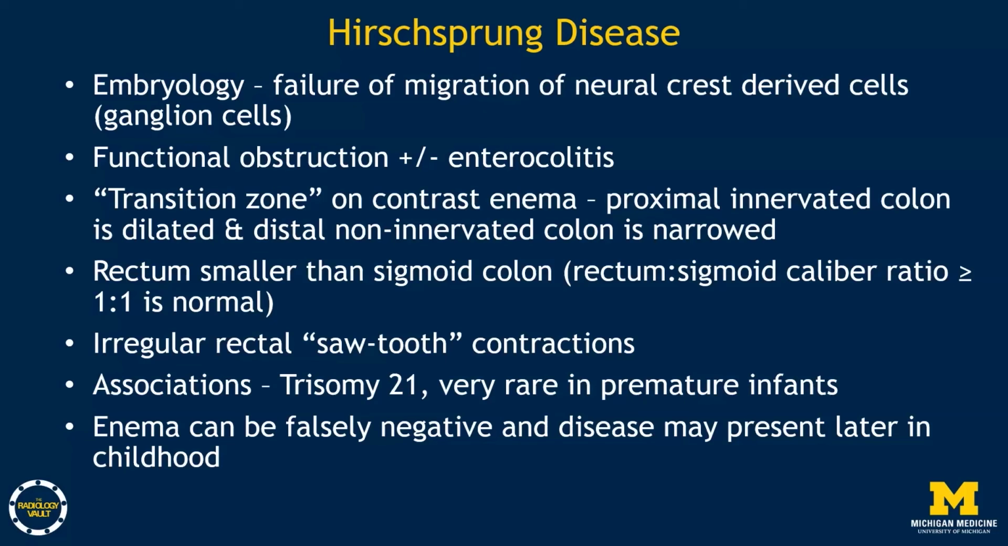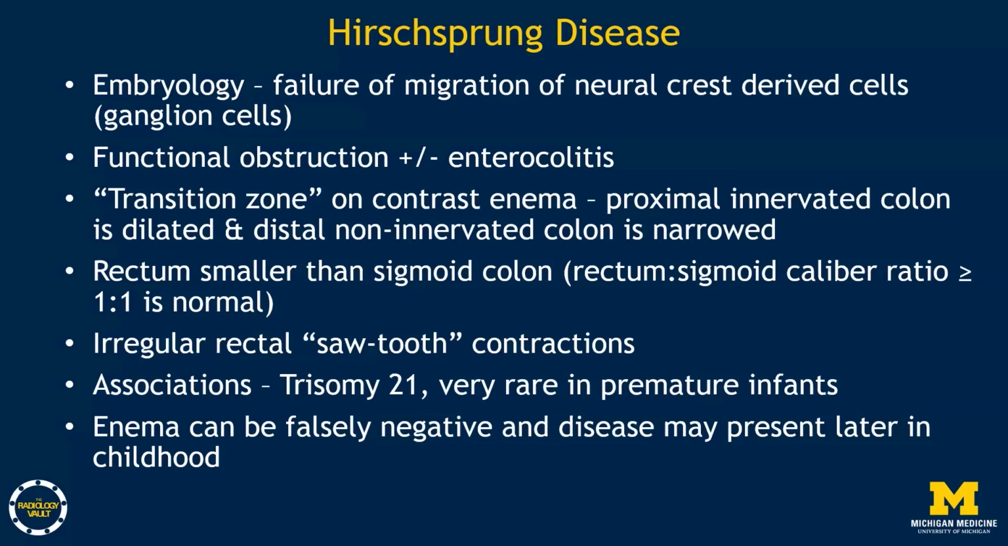Now, the enema is done with a small end-hole catheter and, as I mentioned before, typically water-soluble contrast material. What we're looking for on the contrast enema is a transition zone. In other words, the proximal innervated colon, the one that has normal ganglion cells, will be dilated, and the more distal aganglionic segment of non-innervated colon will be narrowed. Typically, the rectum should be more distensible than the sigmoid colon, such that the rectosigmoid ratio is greater than 1.